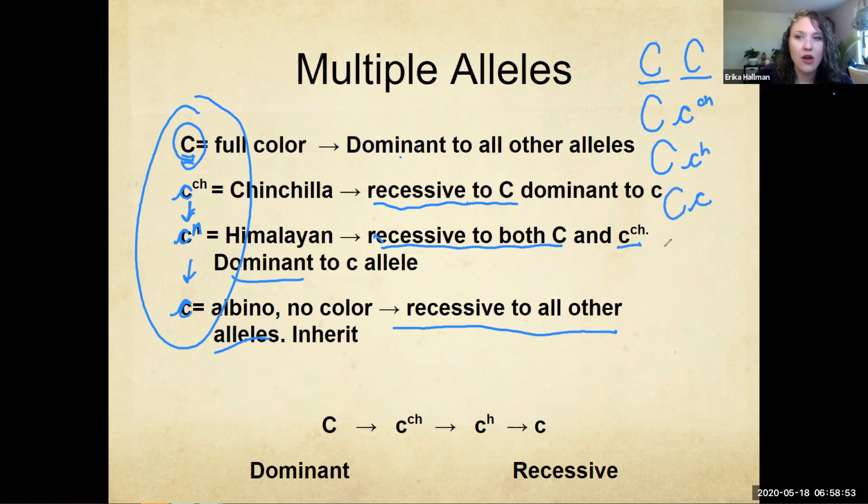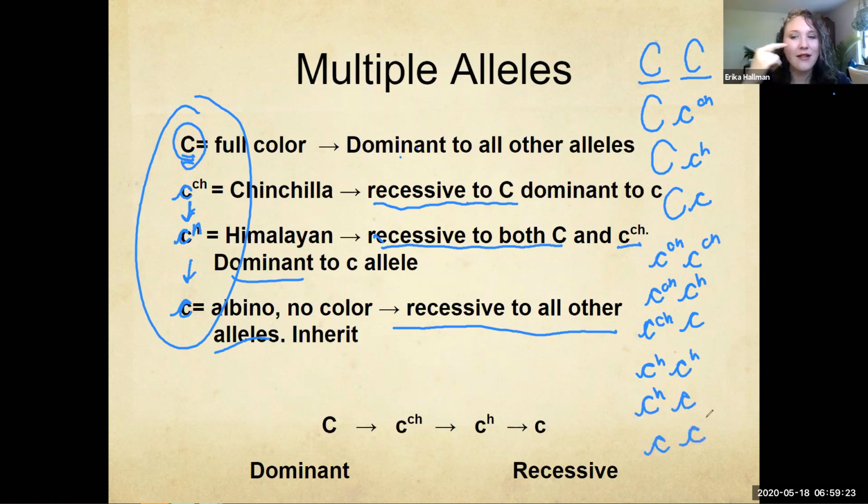All right, let's keep going through combinations. We could have c^ch, c^ch. We could have c^ch, c^h. We could have c^ch, little c. If we keep going down, we could have c^h, c^h. We could have c^h, little c. And we could have little c, little c. So these are all of the genotype combinations we could have.